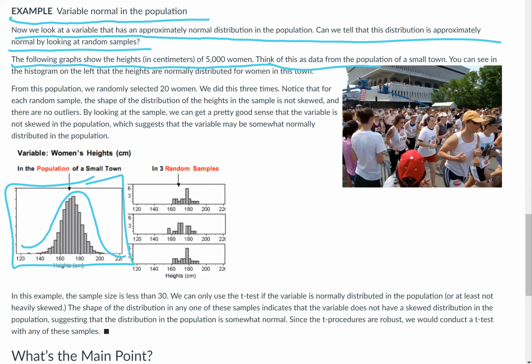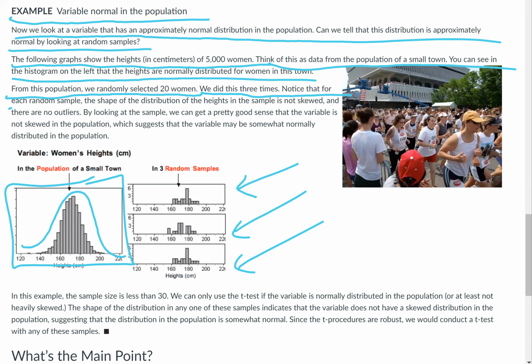Think of this as data from the population in a small town. You can see in the histogram on the left, the one that we just boxed, that the heights are normally distributed for women in this town. From this population, we randomly select 20 women. So that's a sample size less than 30, which, in that case, we couldn't use the t-distribution unless these are normally distributed data. We did this 3 times. So here is the first, second, and third.